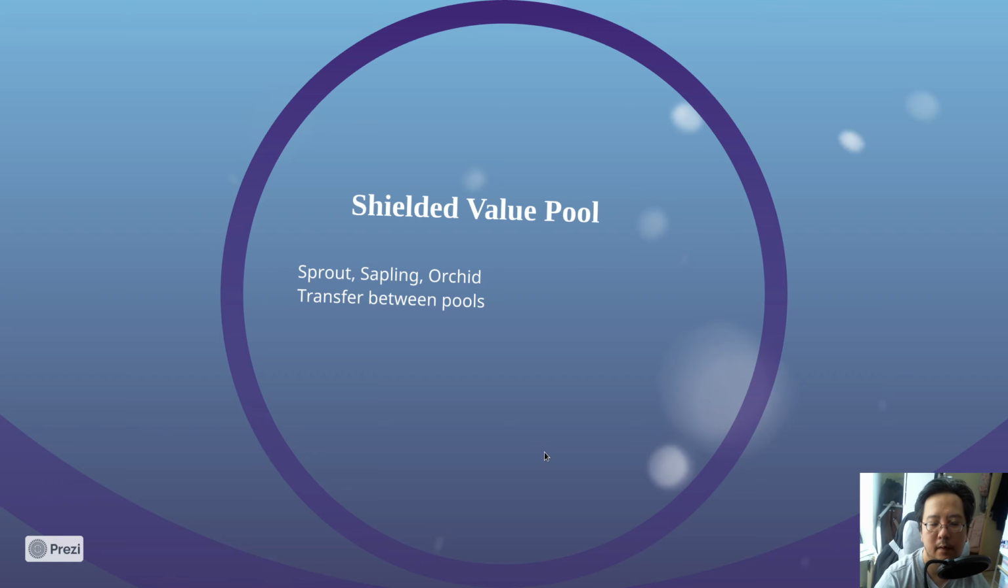There's some deprecation going on with these pools because obviously, the maintainers of the protocol do not want to have to keep so many different protocols in place. So eventually, Sprout will be deprecated.